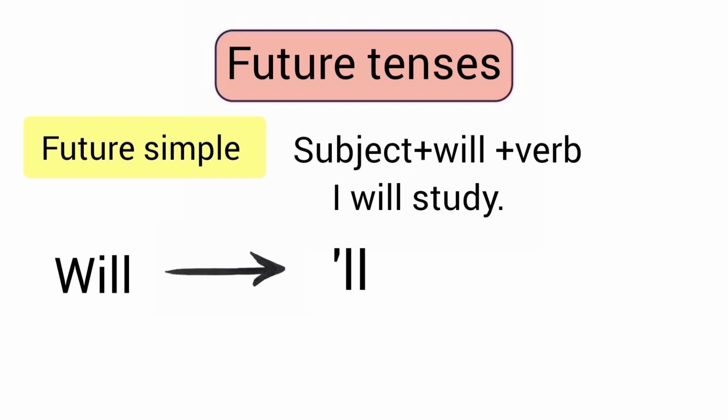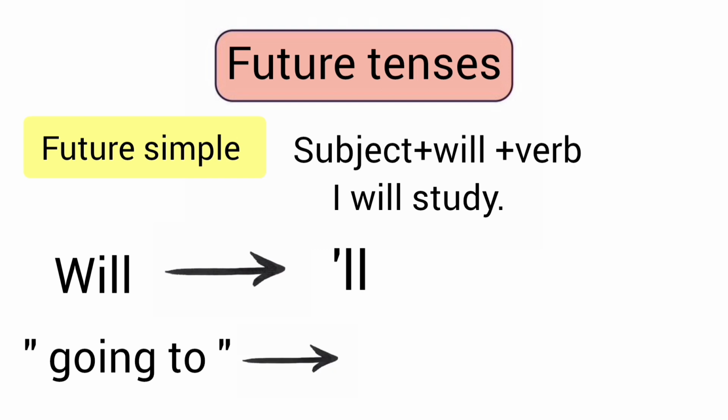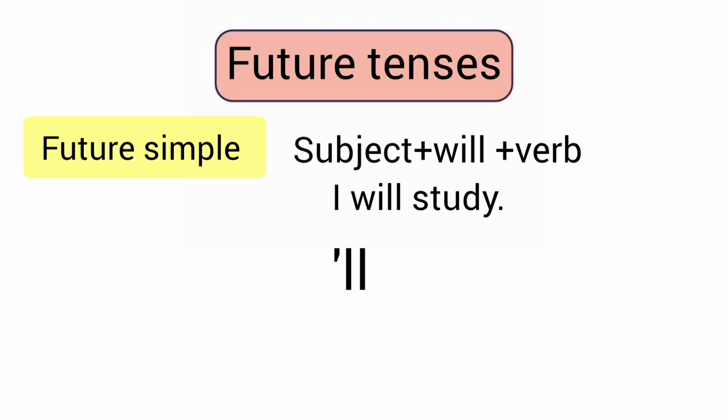And there is another form for future simple, going to or gonna. Most of the time, English speakers shorten going to into gonna. For example, I am going to call you tomorrow. I'm gonna call you tomorrow. So going to, gonna, I'll, will have the same meanings, but gonna and going to are more casual.